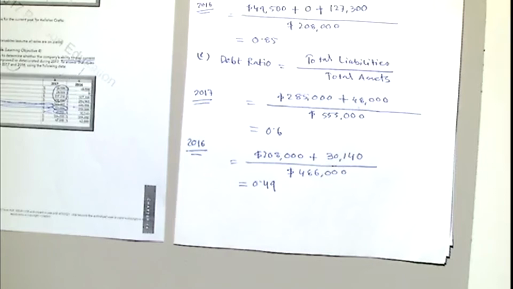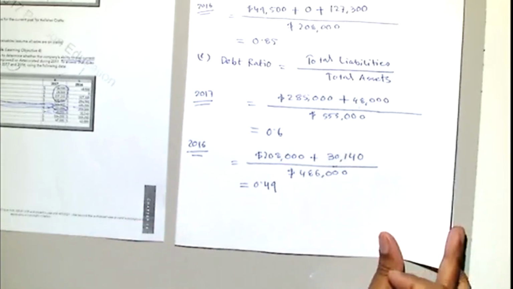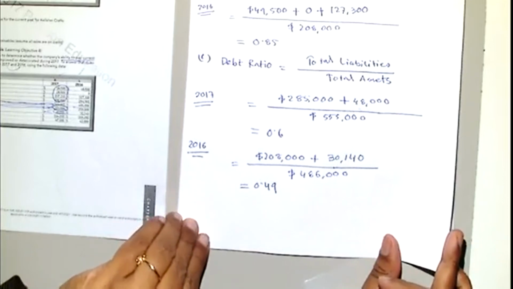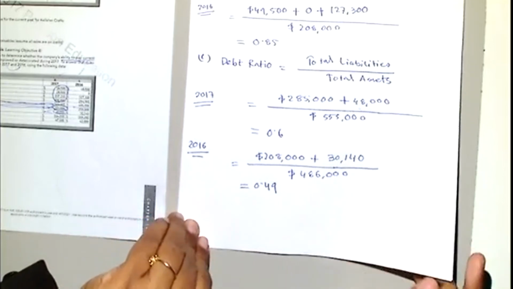Debt ratio actually increased, right? In terms of total assets, their liabilities are getting bigger. And the higher the ratio, it's not good. It's worse for them, right? So that means in terms of their total liabilities, their performance actually decreased.